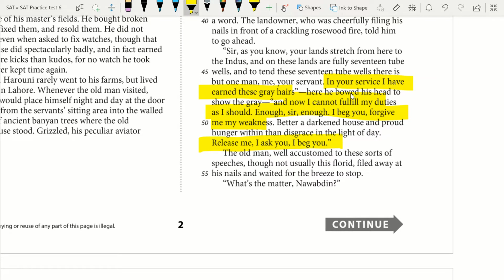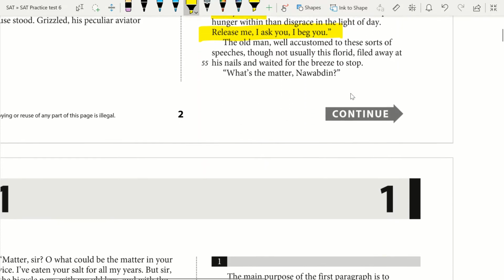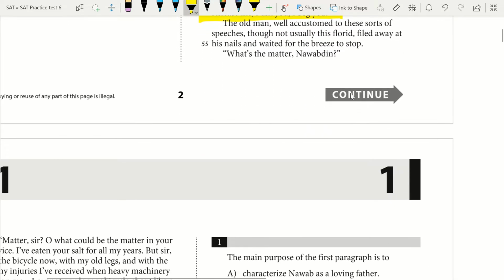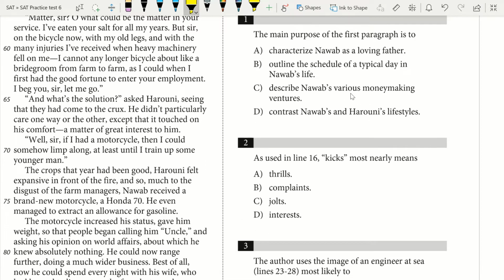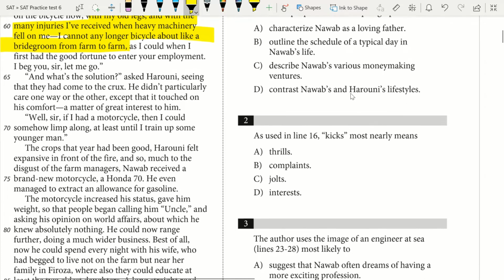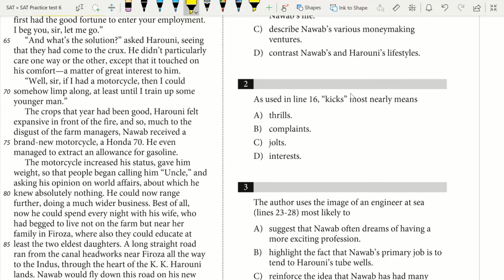The old man, well accustomed to these sorts of speeches, though not usually this florid, filed away at his nails and waited for the breeze to stop. "What's the matter, Nawabdin?" "Matter, sir? Oh, what could be the matter in your service? I've eaten your salt for all my years, but, sir, on the bicycle now, with my old legs, and with the many injuries I've received when heavy machinery fell on me, I cannot any longer bicycle about like a bridegroom from farm to farm, as I could when I had first begun the good fortune to enter your employment. I beg you, sir, let me go."